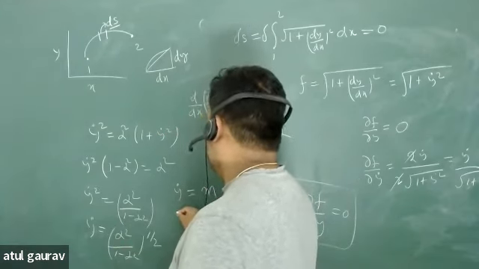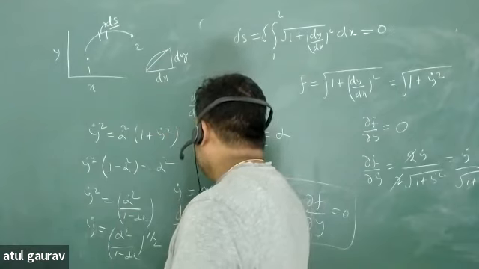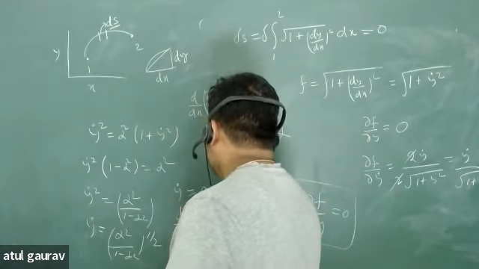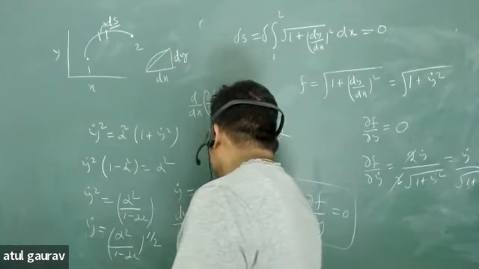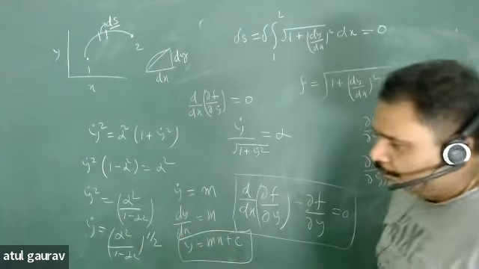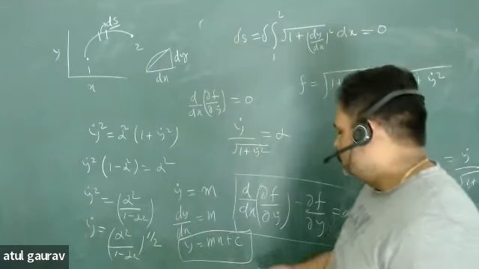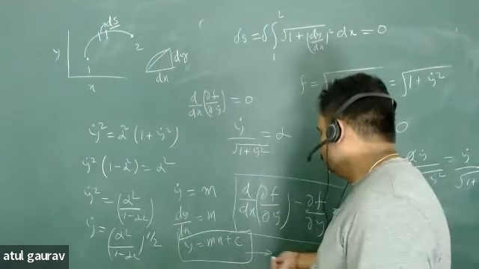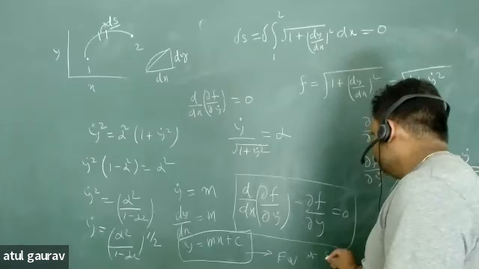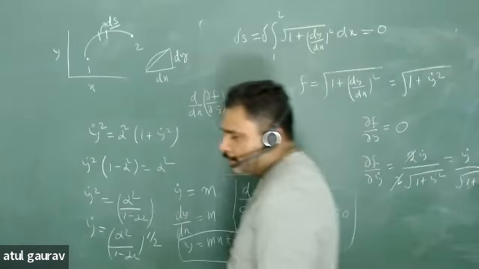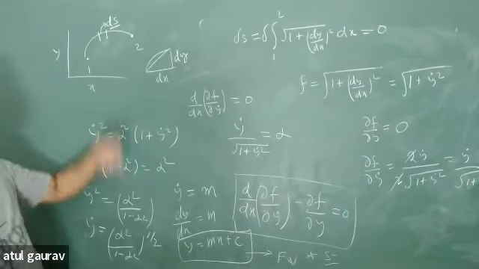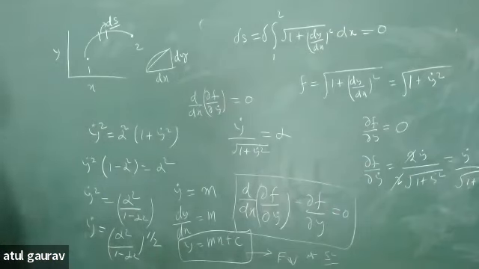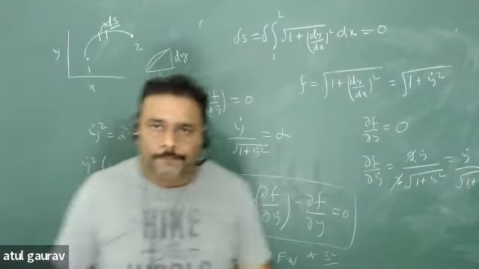And now what is y dot? Y dot is nothing but dy upon dx. That value is m. So what is y? y equals mx plus c. Look at the equation. What is this equation? Straight line. This is nothing but the equation of a straight line, isn't it? And you all know from your childhood, what is the shortest distance between 2 points in the plane? That is nothing but a straight line.